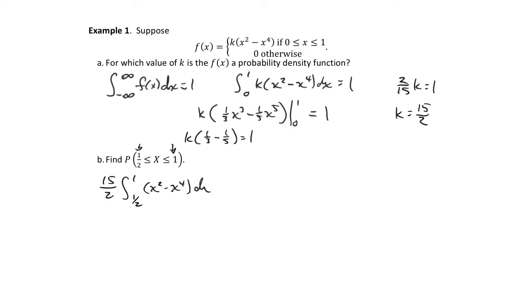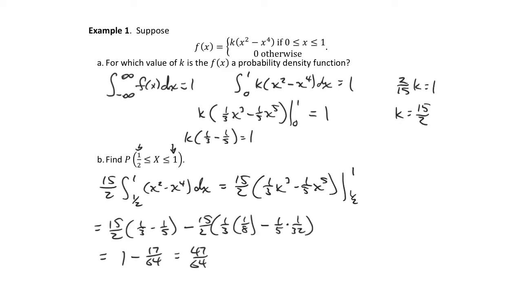One thing that you'll find with these problems is that you'll often do the same integral repeatedly. So we end up with 15/2 of 1/3 x cubed minus 1/5 x to the fifth. We're going to evaluate this from 1/2 to 1. Once we work this all out, we get 47/64 as our probability. Again, pause this and check out the calculations if you want to work through them on your own.